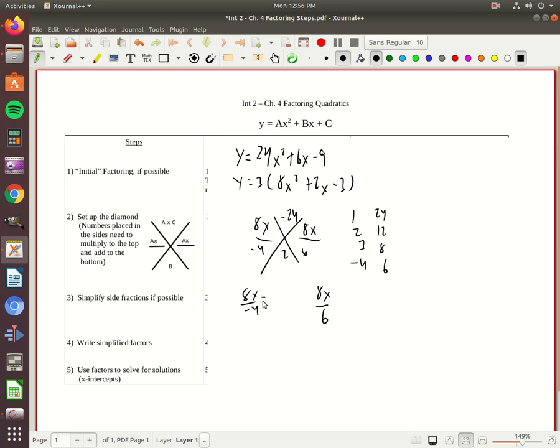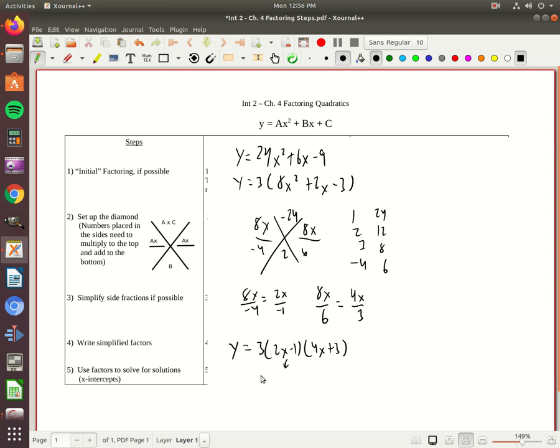simplify these fractions. It looks like a 4 goes into both of these. So I'm going to get 2x over negative 1. And it looks like a 2 goes into both of these, so I'll get 4x over 3. So I'm left with the equation y equals, don't forget about this 3, 2x minus 1, and 4x plus 3.